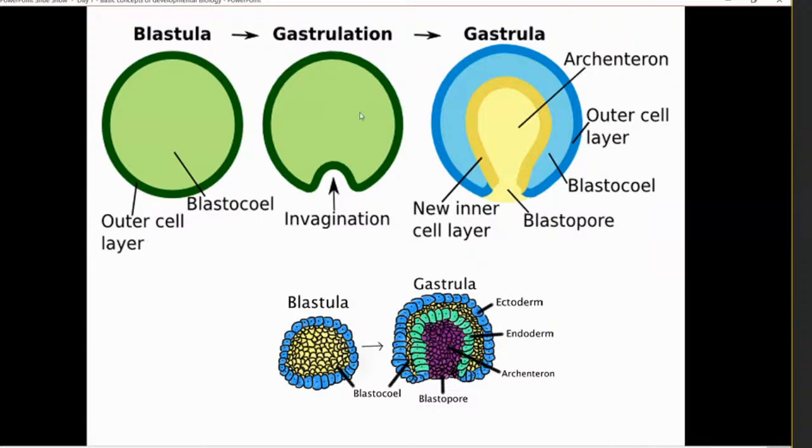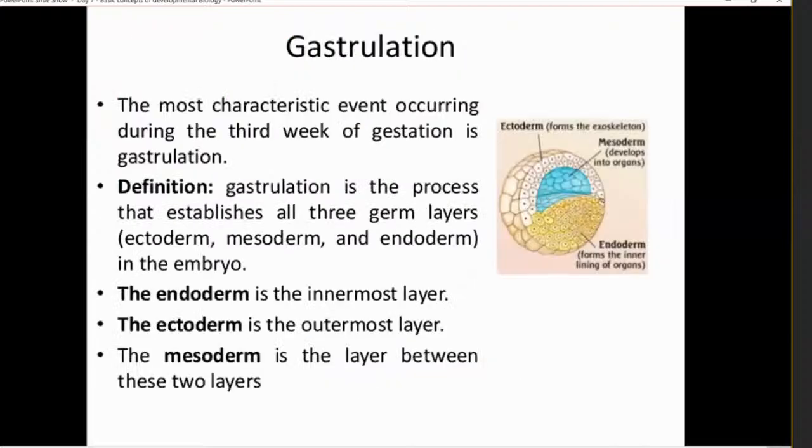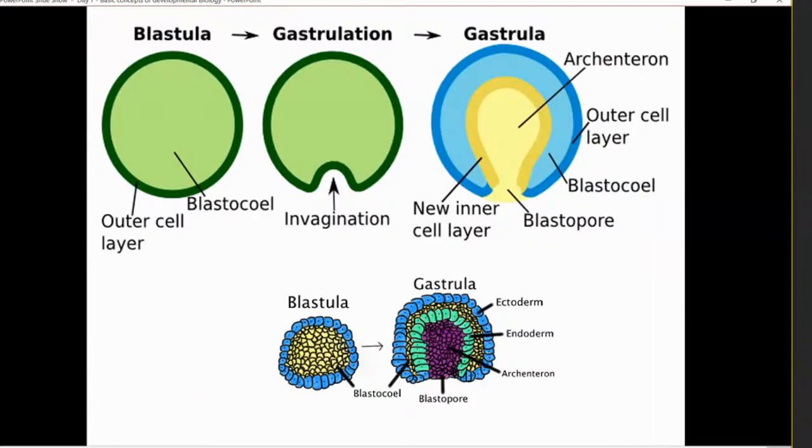Here we go from blastula to the gastrula formation. Gastrulation forms three differentiations: the ectoderm, endoderm, and mesoderm. The external ectoderm forms the outer skeleton. Endoderm forms the inner lining of organs. Mesoderm forms various organs. These are the three germ layers.